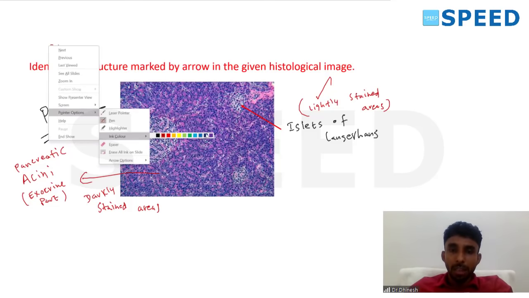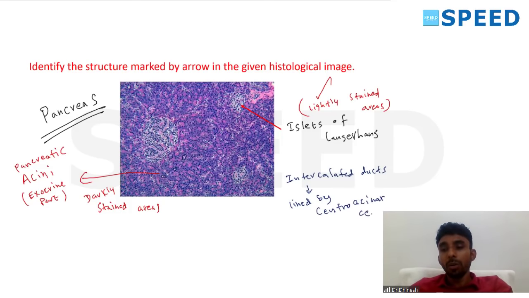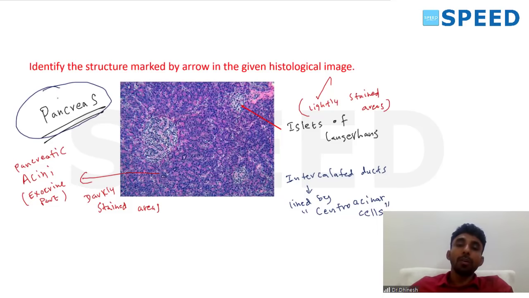And one more thing that can be asked is about the pancreatic acini. They will have some ducts called intercalated ducts. So remember the intercalated ducts of the pancreatic acini are lined by particular cells called centroacinar cells. This question has been asked in previous exams. Centroacinar cells are present in which of the following organs? What is the answer? Yes, centroacinar cells are present in the pancreas, lining the intercalated ducts.